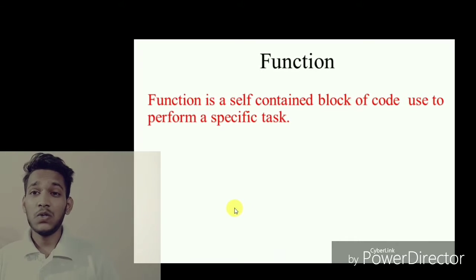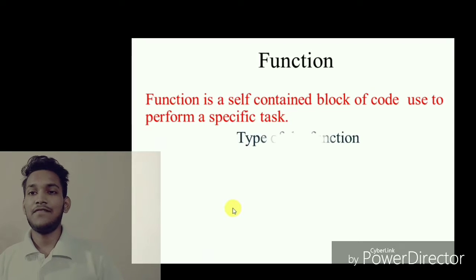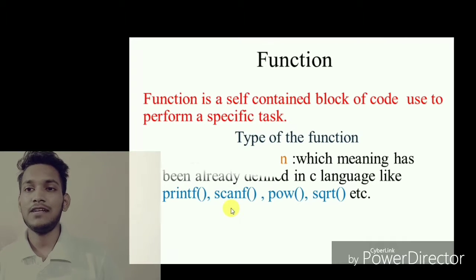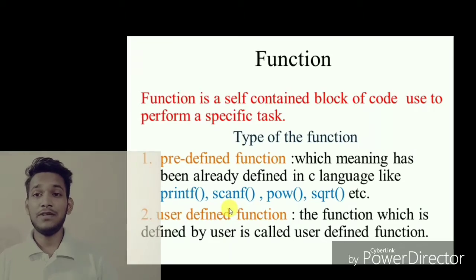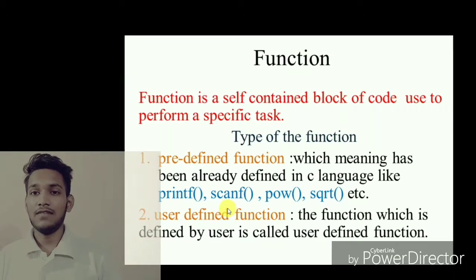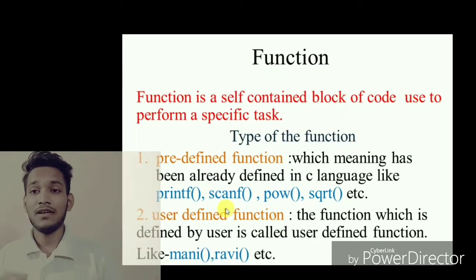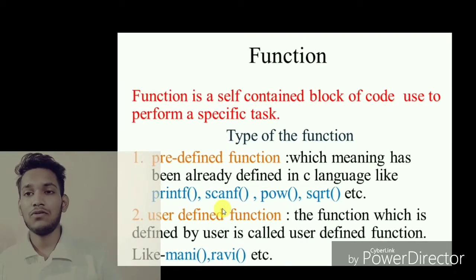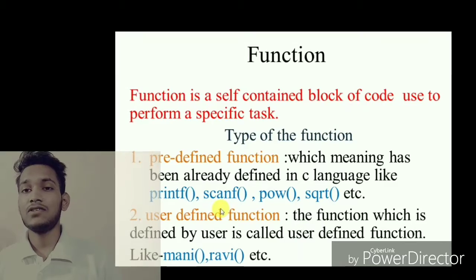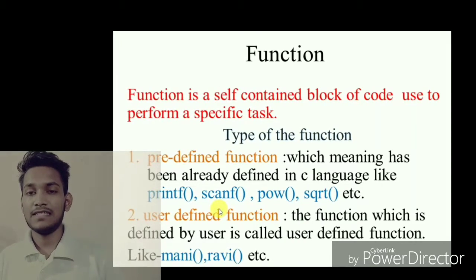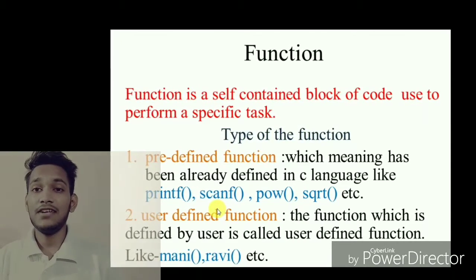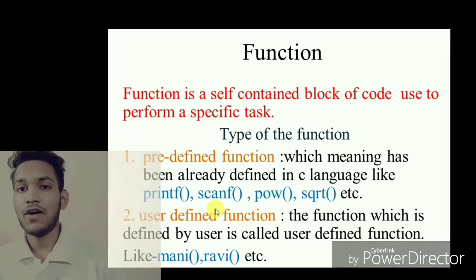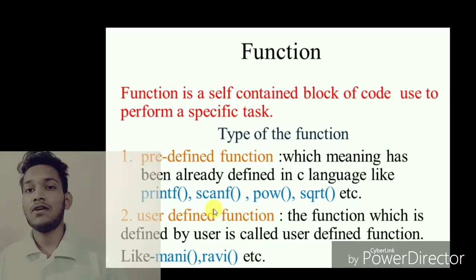Okay friends, there are two types of functions: predefined function and user defined function. Friends, what is the predefined function? A predefined function is that function whose meaning has already been defined in the C language, like printf, scanf, square root, power, etc. Many functions are present in the C language whose meaning is already defined, and you have no need to define the work of that function.